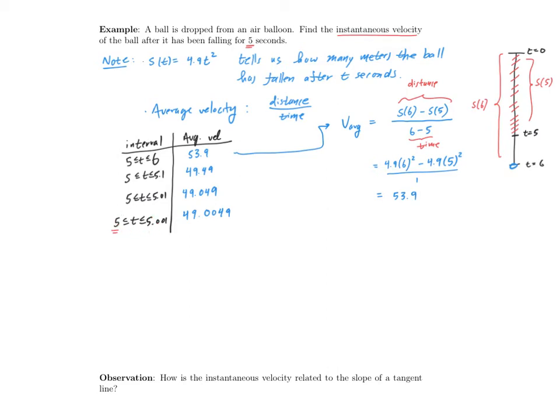And the observation that hopefully you are making is as this interval shrinks down to be closer and closer to 5, those associated average velocities appear to be approaching something. And what they appear to be approaching is 49.